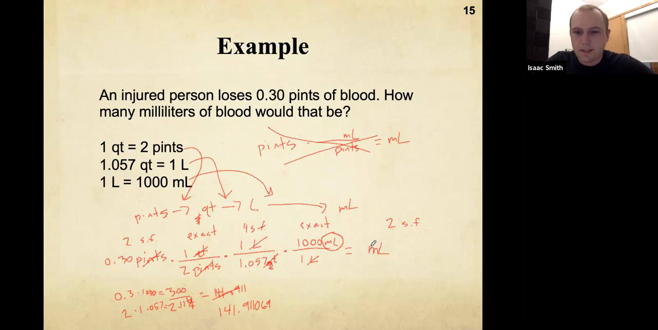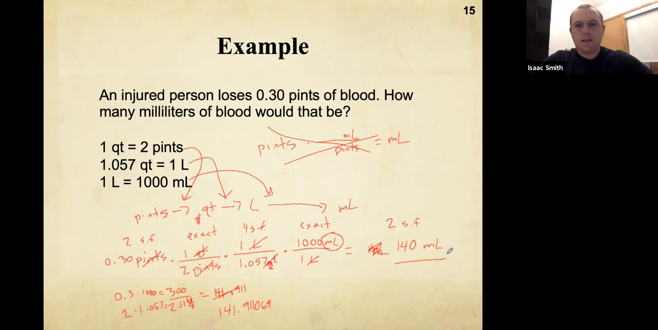So our answer, if we round 141.911069, is going to be 140 milliliters, which has 2 sig figs. The reason I rounded this way: if you round this number to the ones place, you have 142, but 142 has 3 significant figures, so you need to round it one place further to 140 milliliters. So your answer is only reported in 2 significant figures.